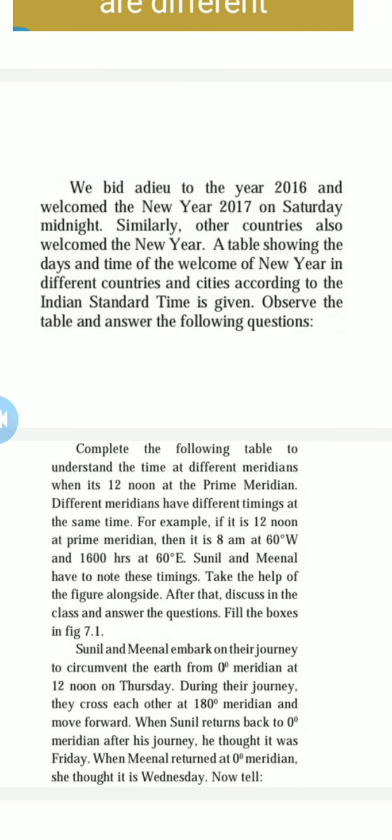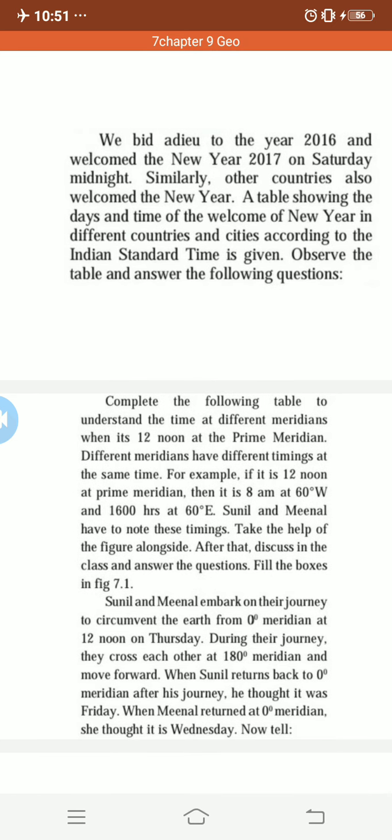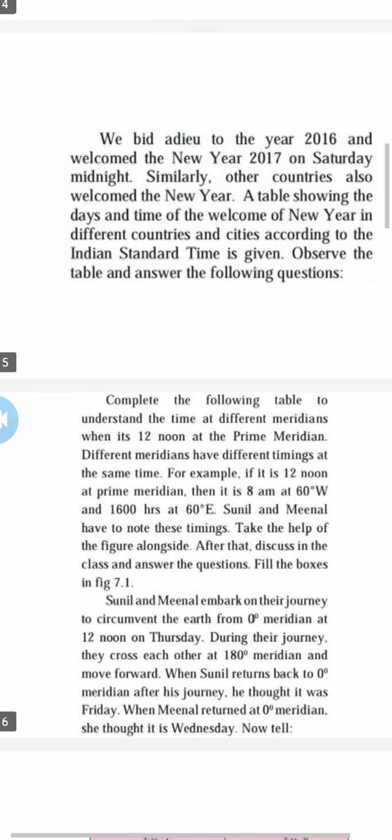Complete the following table to understand the time at the different meridians when it is 12 noon at the prime meridian. Different meridians have different timings at the same time. For example, if it is 12 noon at the prime meridian, then it is 8 a.m. at 60 degree west and 16 hours at 60 degree east. Sunil and Minal have to note this timing; take the help of the figure alongside. After that, discuss in the class and answer the question. Fill the boxes in figure 7.1.